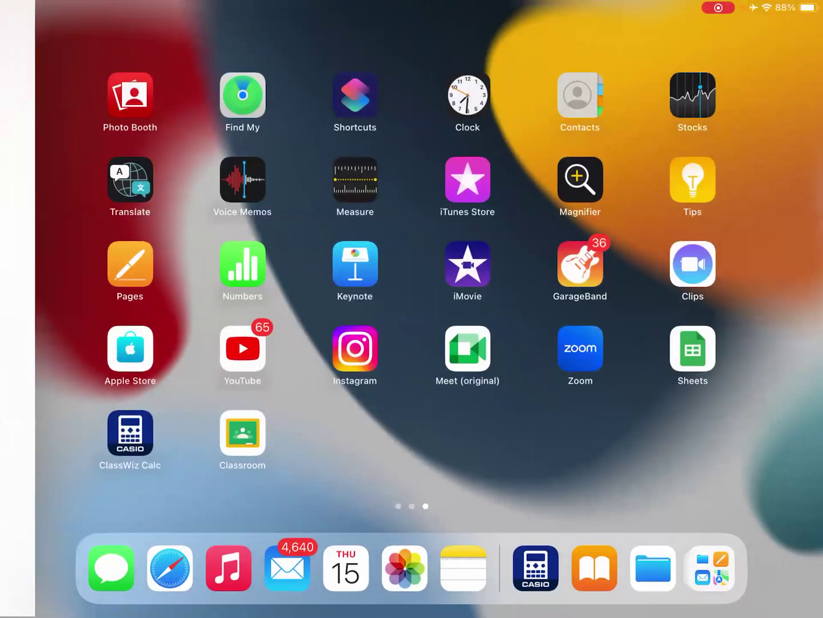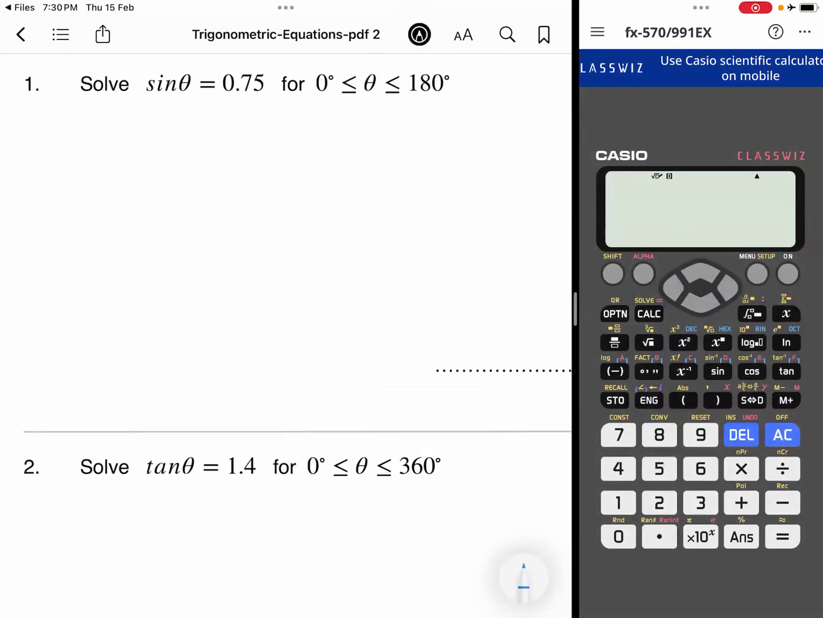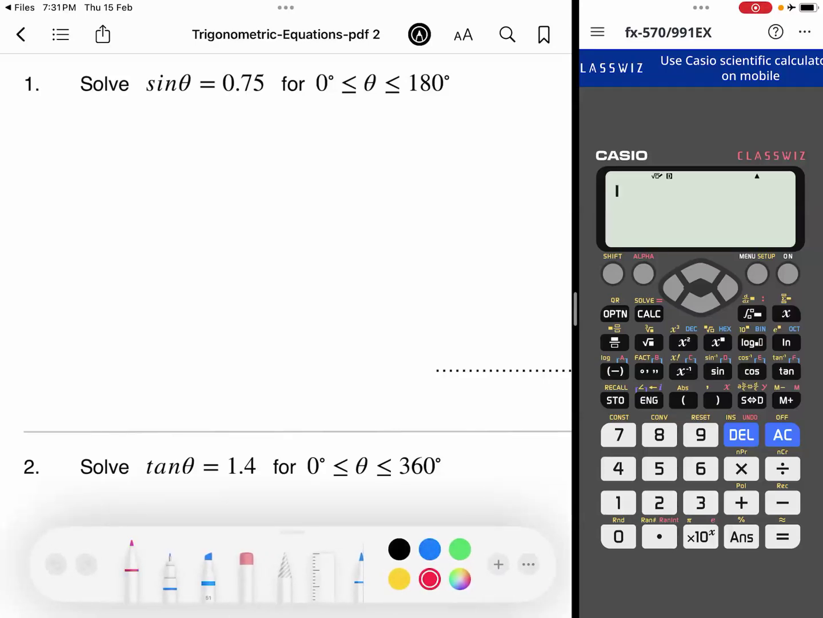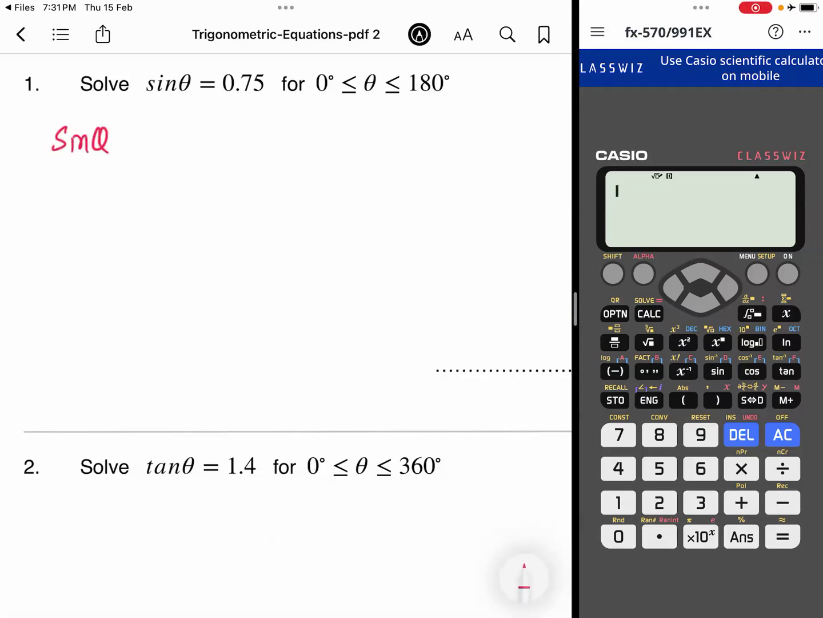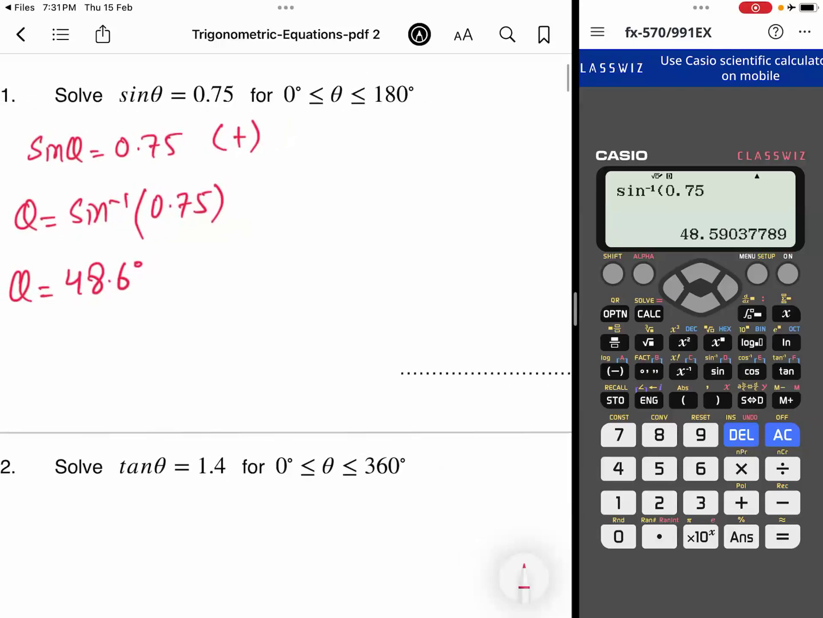Yes, sir. Okay. But you can see that it says solve sine theta equals 0.75 when theta is greater than or equal to 0 and less than or equal to 180. But we know this already that sine theta is equal to 0.75, and we can see that it is positive. So theta is equal to sine inverse of 0.75. Shift sine inverse 0.75. So it is 48.6 degrees.